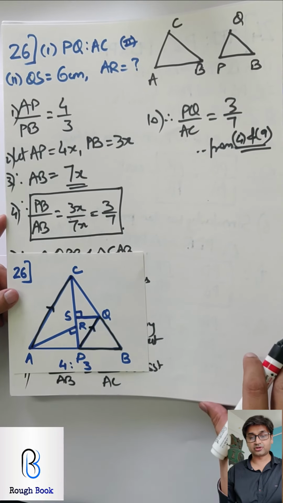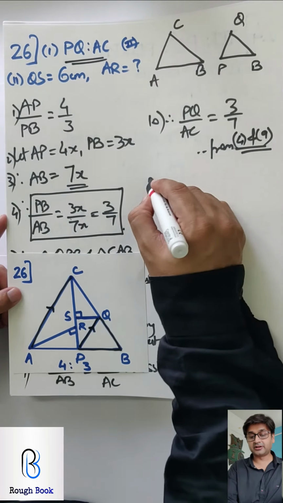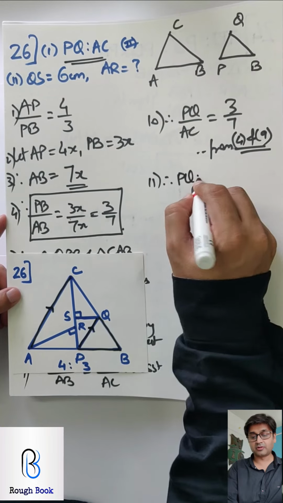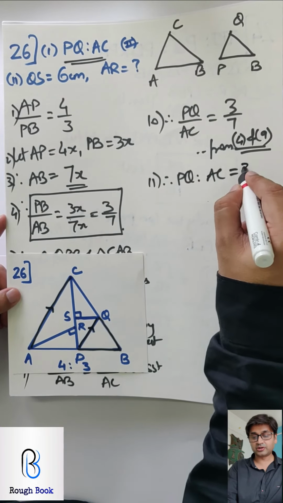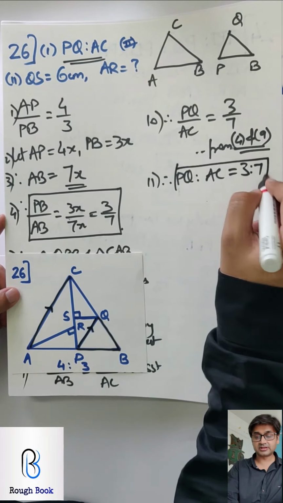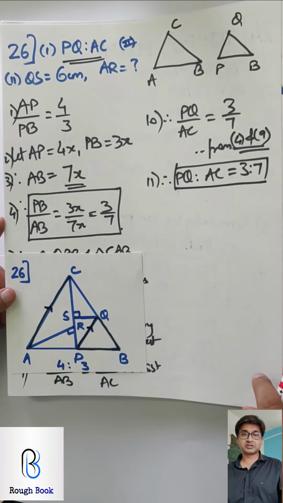See, they have asked in the ratio form. You are supposed to write it in the ratio form, otherwise you will lose your marks. And therefore PQ ratio AC is 3:7. That becomes your first part.